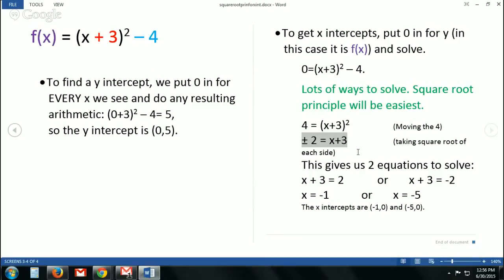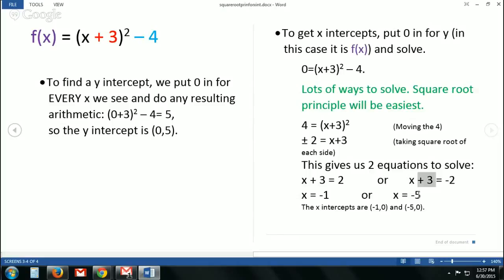Now, this will give us 2 separate equations to solve. We can say, what if this x plus 3 is equal to positive 2? Then we can say, what if this x plus 3 is equal to negative 2? So here are our 2 equations: x plus 3 equals 2, or x plus 3 equals negative 2. For both of these, let's just move the 3 across by subtracting. Subtracting 3 here, 2 minus 3 gives me negative 1. Subtracting 3 over here, negative 2 minus 3 gives me negative 5.